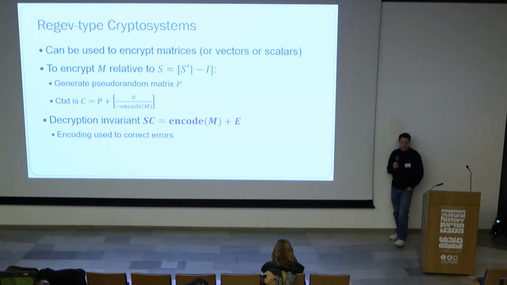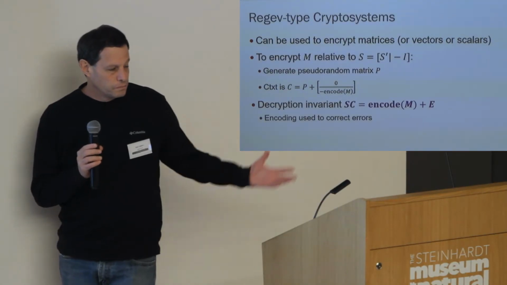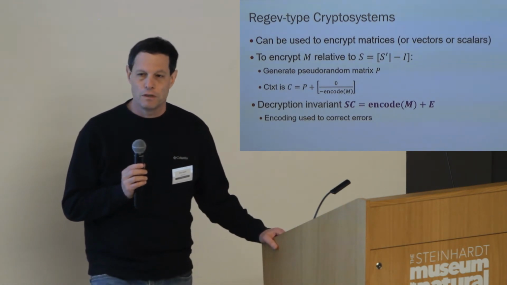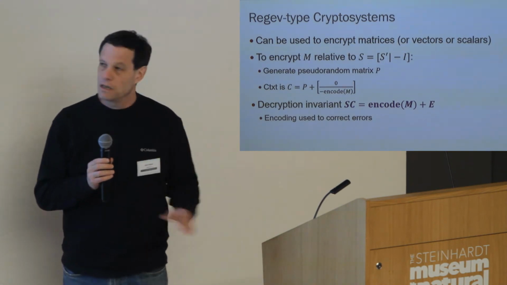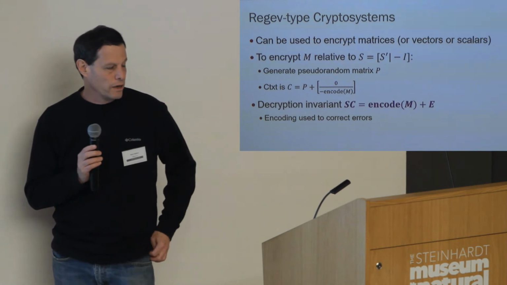And your ciphertext, well, you just generate one of these pseudorandom matrices and you add to it some representation of your plaintext. In this case, it is a matrix that has 0 at the top and some encoding of the message at the bottom. And the point is, if you do the matrix multiplication, multiplying the secret key by the pseudorandom matrix gives you a little bit of error.